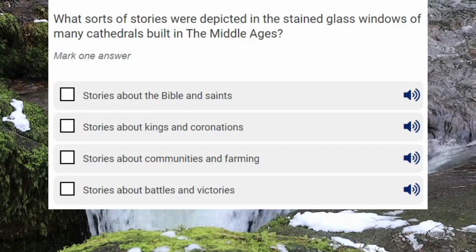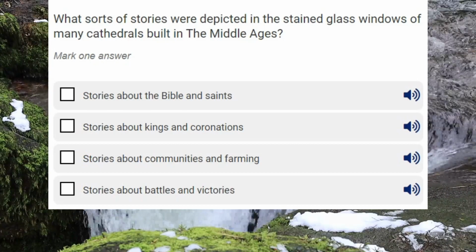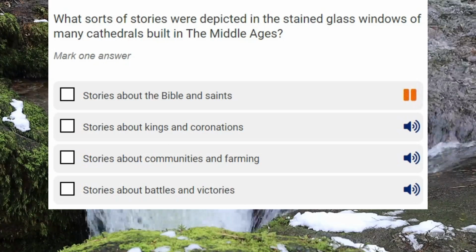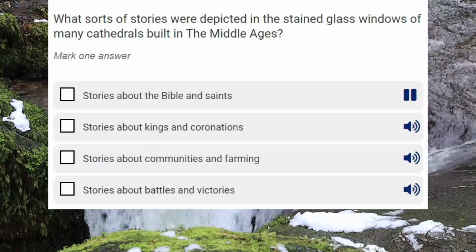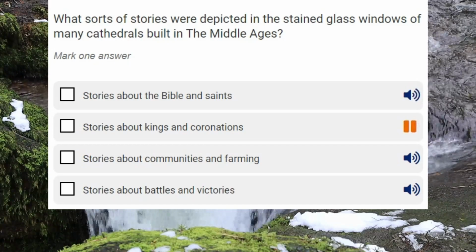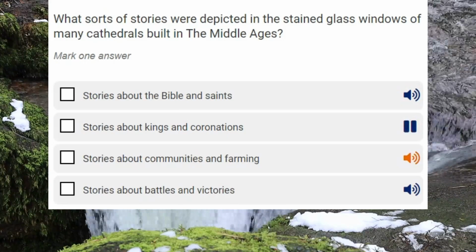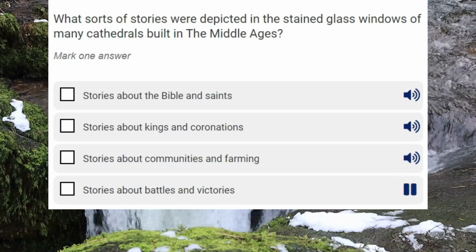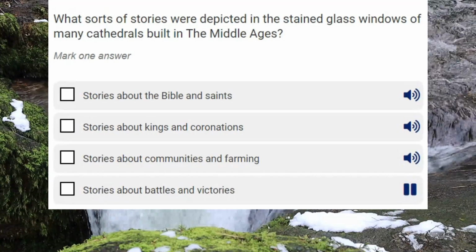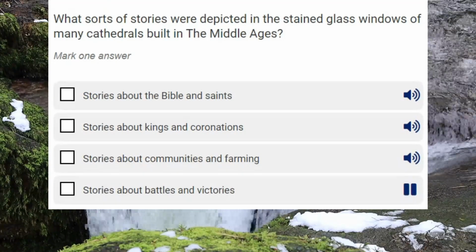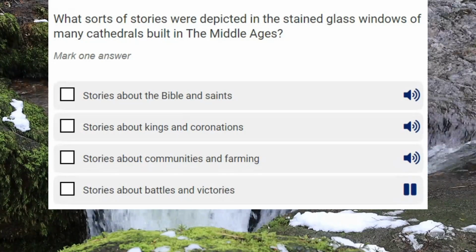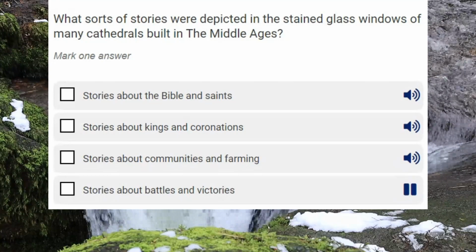What sorts of stories were depicted in the stained glass windows of many cathedrals built in the Middle Ages? Stories about the Bible and saints. Stories about kings and coronations. Stories about communities and farming. Stories about battles and victories. The correct answer is stories about the Bible and saints.